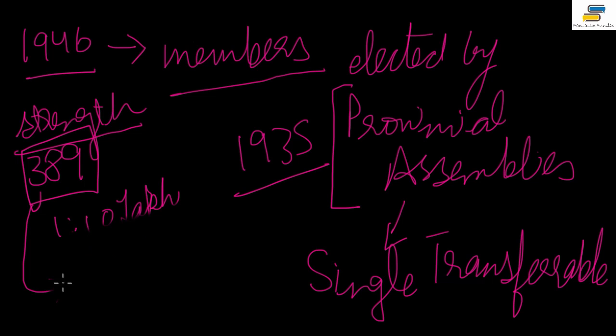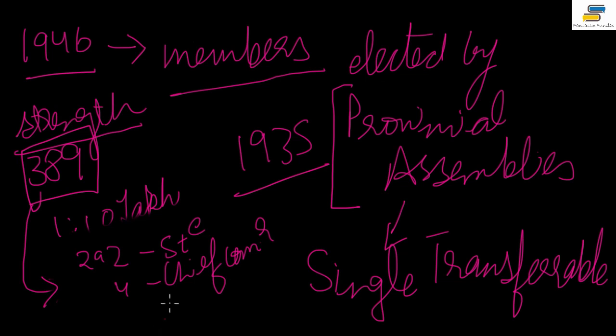So this was 1:10 lakh, and the division was that 292 seats were the British provincial representatives. Then there were 4 seats, and these 4 seats were from the chief commissioner provinces, right? They were chief commissioner provinces, which I'll be talking about in the history lecture also. So there were provinces and chief commissioner provinces, and then there were 93 seats, and these were for the princely states, right?